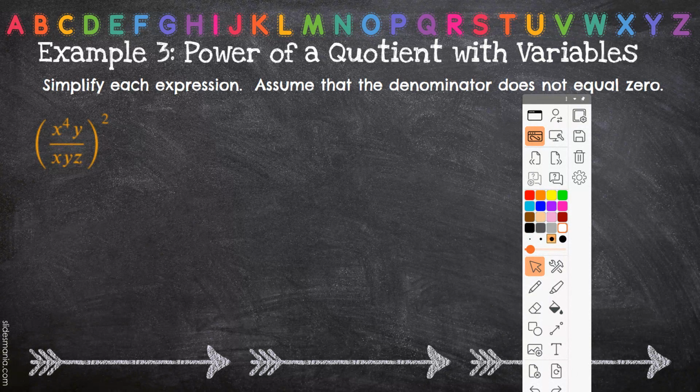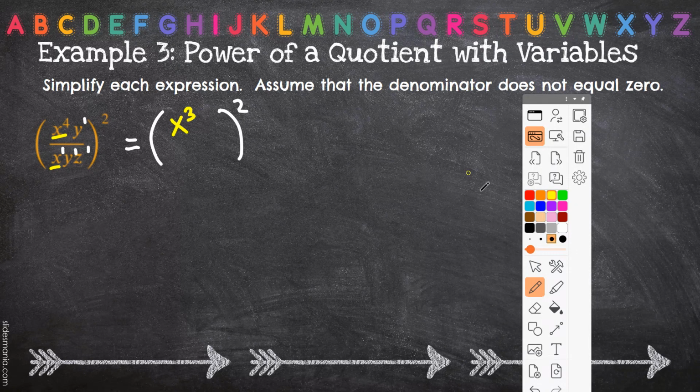So anything that doesn't have an exponent needs one. So this is going to be 1, 1, 1, and 1. So again, before I apply the 2, I am going to just simplify. I've got x to the 4 and x to the first. So that is going to be x to the third on top. I've got y to the first and y to the first.